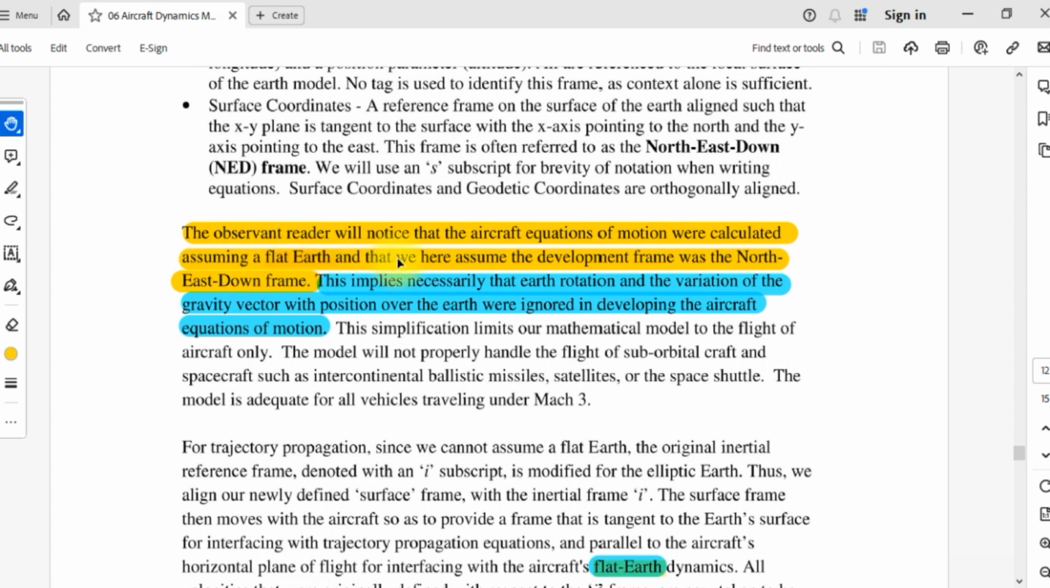Earth, that we here assume the development frame was the northeast down frame. This implies necessarily that Earth rotation and the variation of the gravity vector with position over the Earth were ignored in developing the aircraft equations of motion. Really important stuff right here.